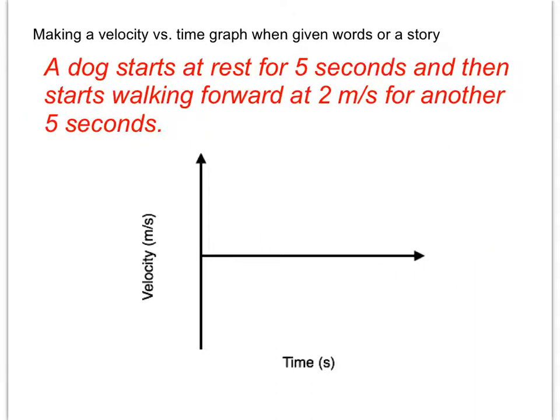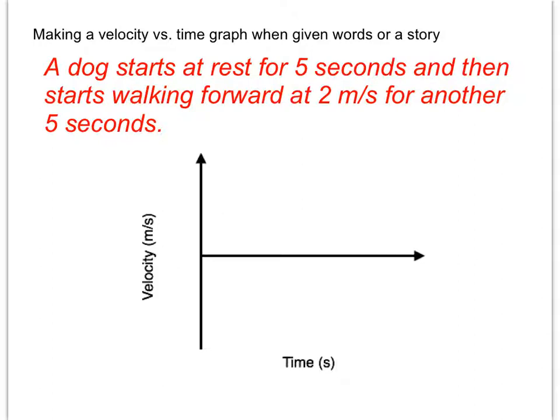All right, so for the second half of this video, we're going to be talking about how to go from words to a velocity versus time graph. So it's important that we be able to also go from a verbal description to a velocity versus time graph. So here's how we're going to do it. In this story, a dog starts at rest for 5 seconds and then starts walking forward at 2 meters per second for another 5 seconds. So in this unit, we're only dealing with constant velocities. So the constant velocities mean that our velocity time graphs will only be horizontal lines in this unit.